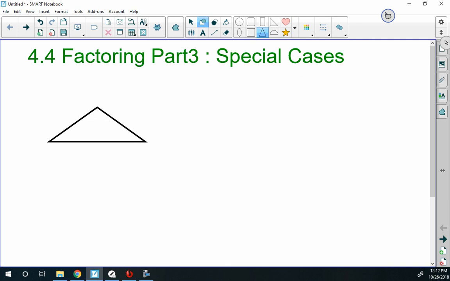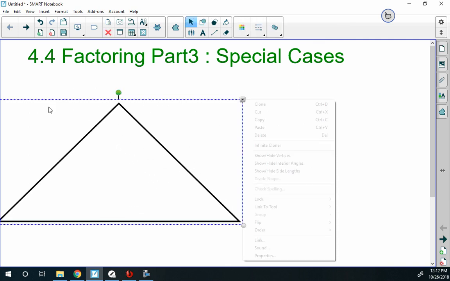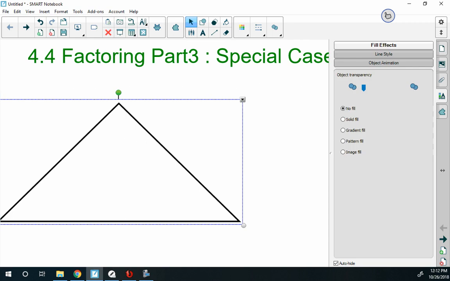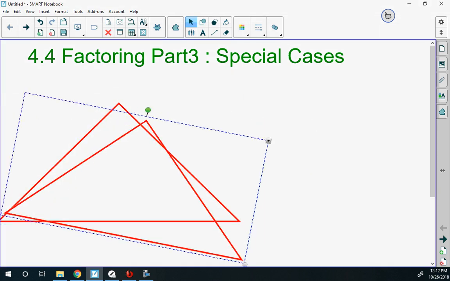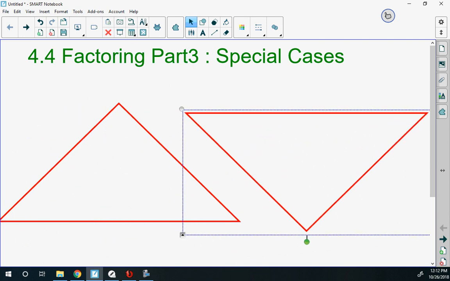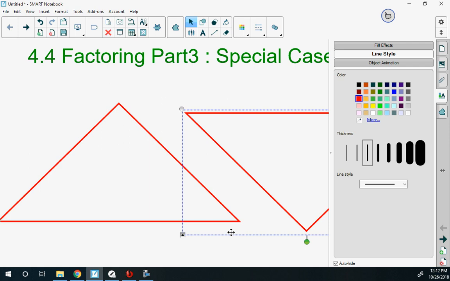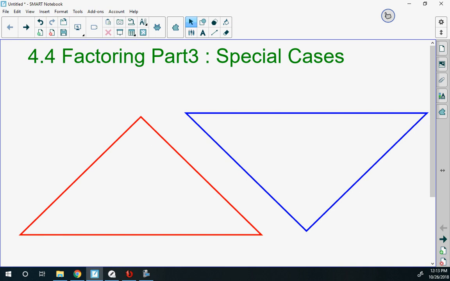I'm going to bring out my chevron. You guys know what a chevron is, right? I'm going to have 2 of these. I'll make this one red, and I'll make another one blue, and I'm going to have 2 chevrons like this. There we go. So there's 2 special cases of factoring that we're going to look at today. There's actually more. When we get to chapter 5, we're going to look at a couple more, but for today, we're going to look at 2 special cases of factoring.